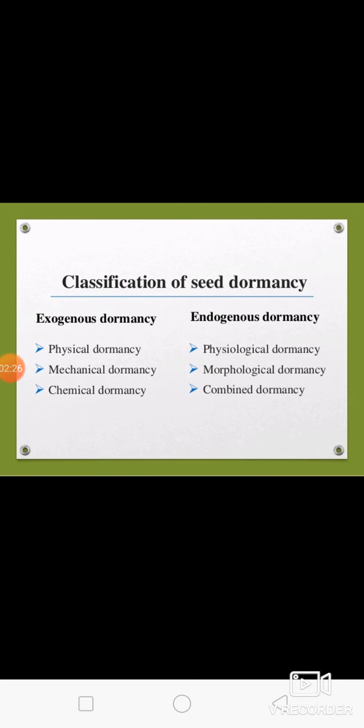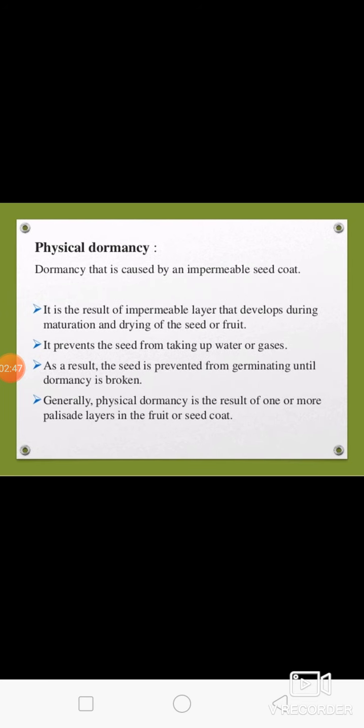Classification of seed dormancy: exogenous dormancy and endogenous dormancy. Exogenous dormancy is physical dormancy, mechanical dormancy, or chemical dormancy. Endogenous dormancy is due to the physiological dormancy, morphological dormancy, or the combined dormancy.